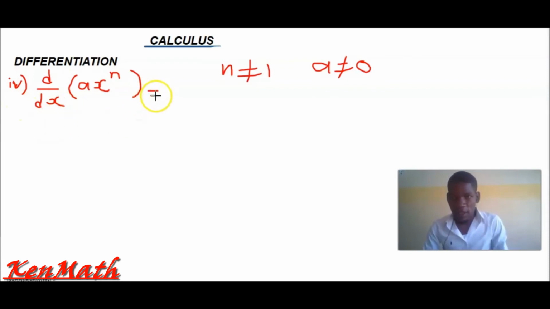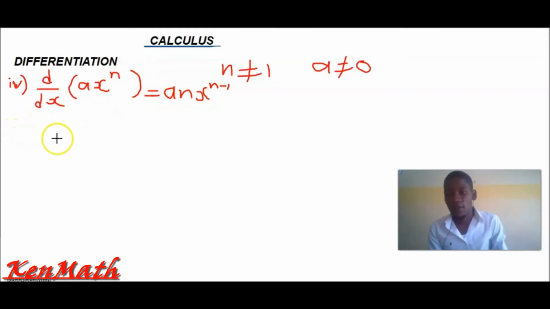So what is this going to give us? It gives us a n x, and then to that power, which is n, we take away 1. So we drop the power, we multiply it with the coefficient, which is a, and then from this power we take away 1. That's what the rule says.